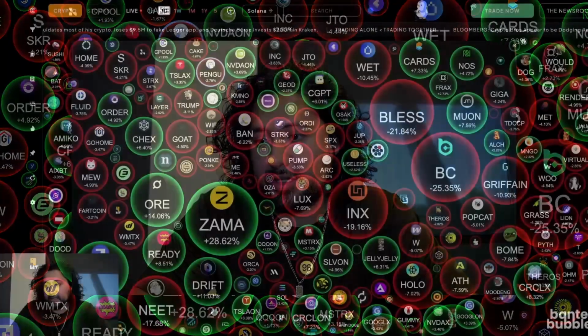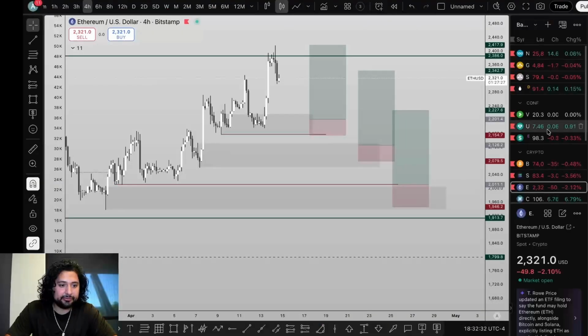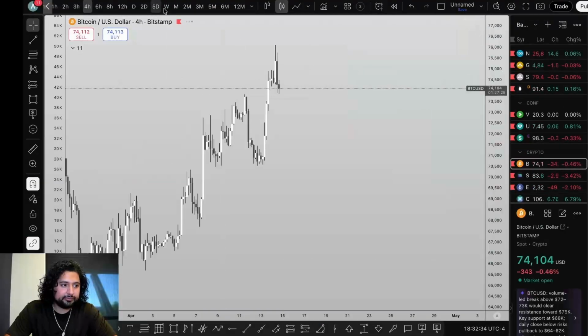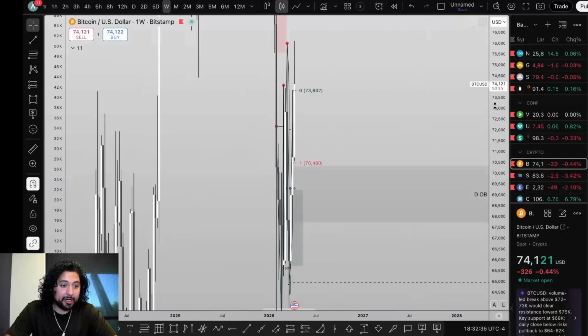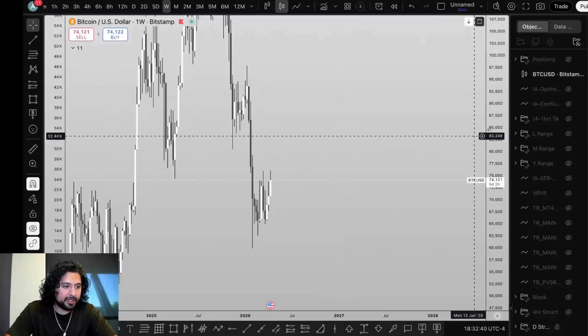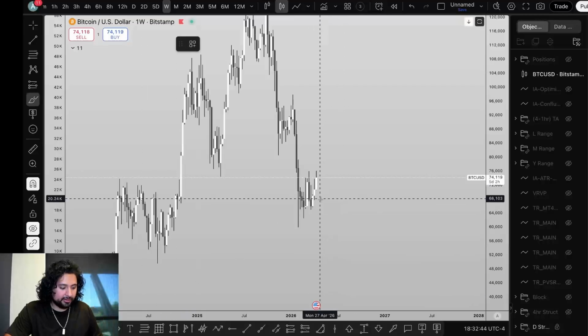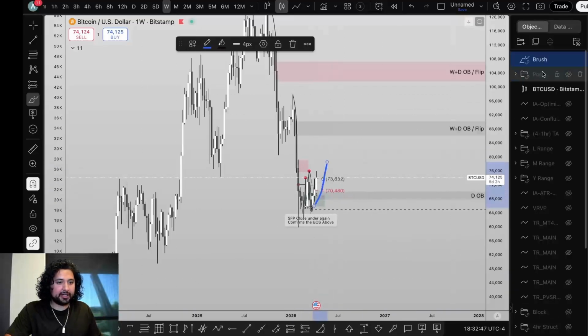But how can the market maker mess us up both? Like, how can they mess up the bears and the bulls? I believe if we go back here, this can easily happen. If we go back to Bitcoin, I think if the market makers want to mess up everybody in the game, maybe what if they do something like this, where we break out of here.